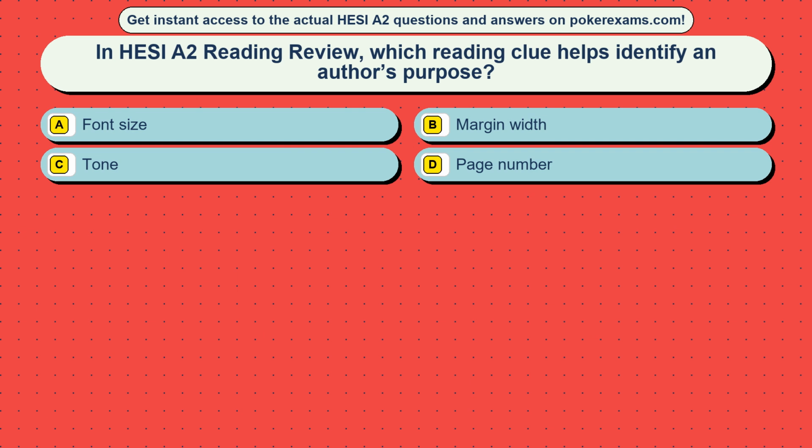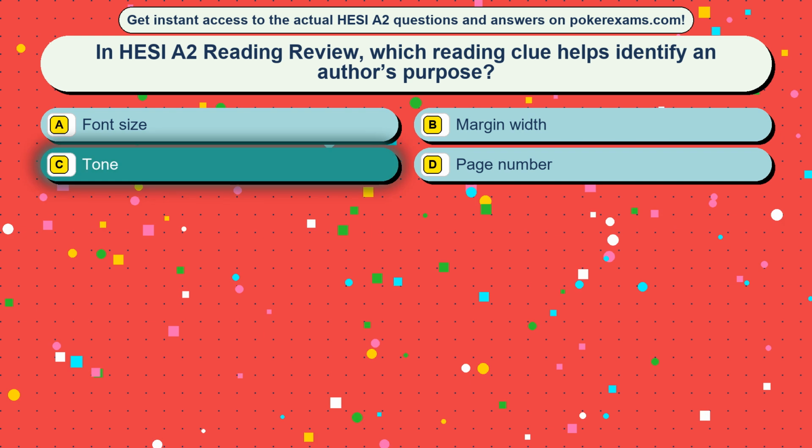Question 43. In HESI A2 reading review, which reading clue helps identify an author's purpose? Option A, font size. Option B, margin width. Option C, tone. Option D, page number. The correct answer is option C, tone.